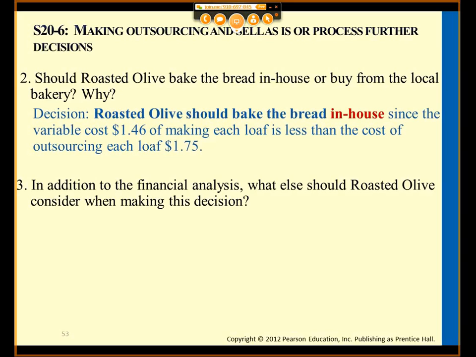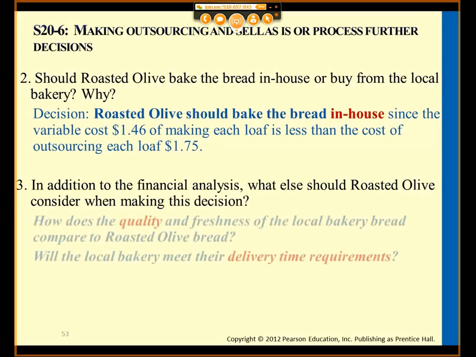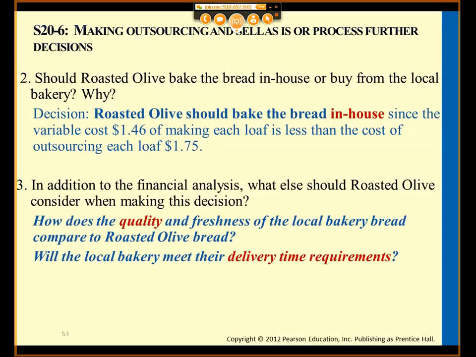Another thing, you said time, right? Are they going to deliver on time? Are you going to be able to bake it on time, right? So those two are main points, the quality and the delivery time requirements. Quality includes the freshness, so quality and delivery time requirements. Okay?